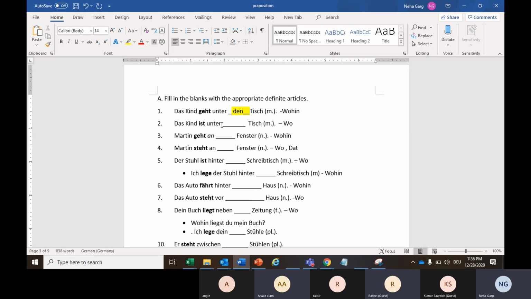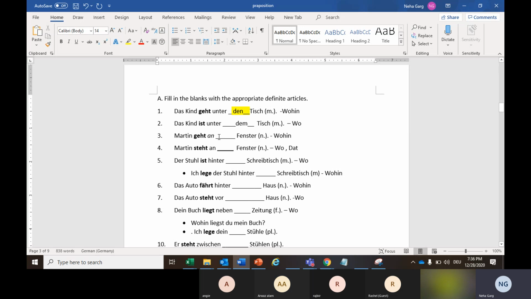Rachel, your turn. Das Kind ist unter dem Tisch. Okay, no problem. The child is already under the table. So unter dem Tisch.